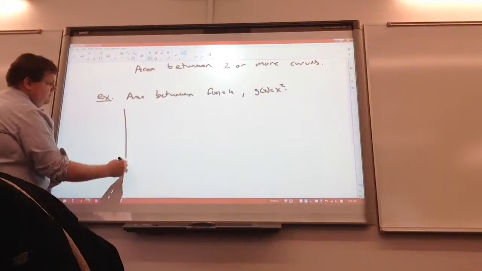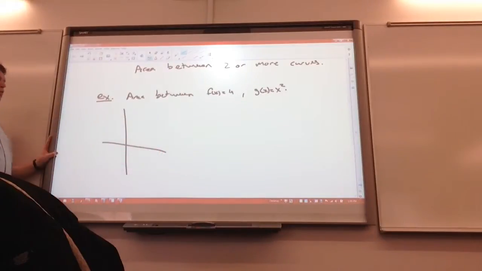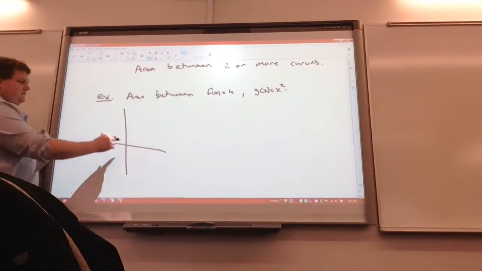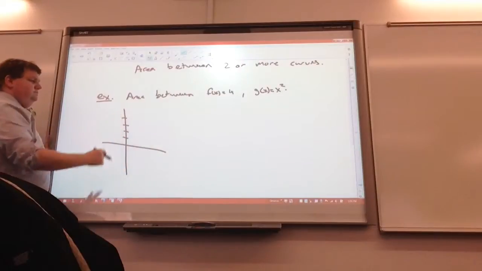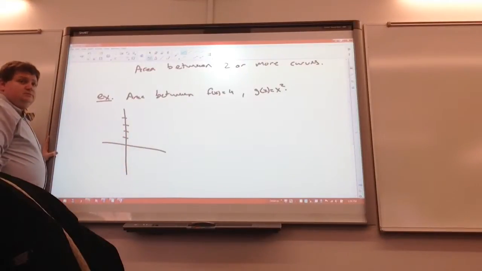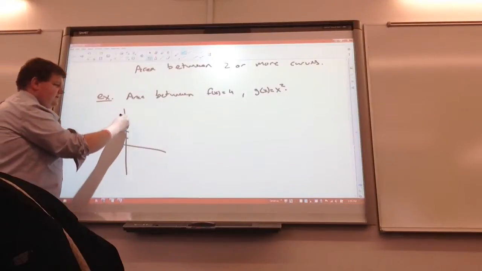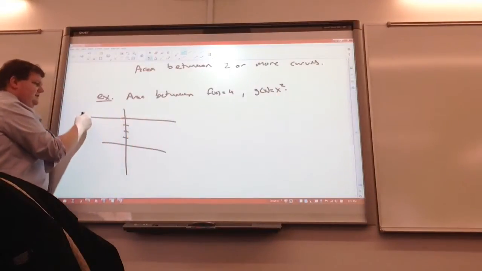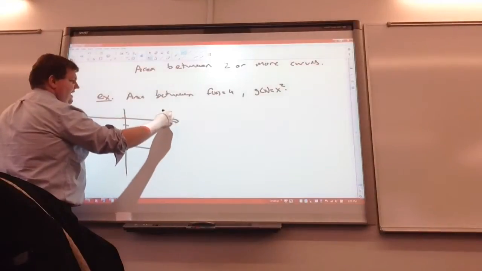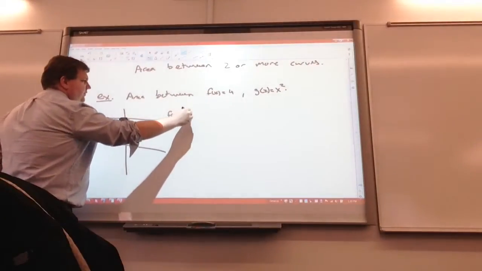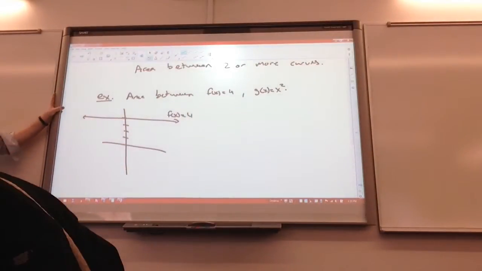Okay? What does f of x equals 4 look like? Well, it's going to be a straight line going through 4, right? So that's it right there. This is f of x equaling 4. And what does g of x equaling x squared look like? It's a parabola, right?